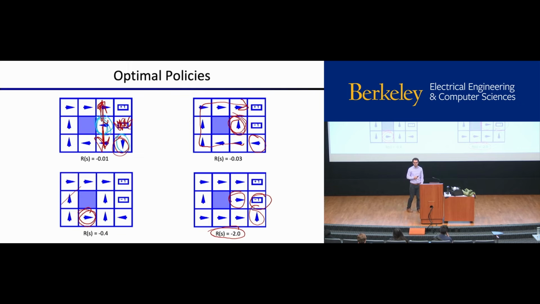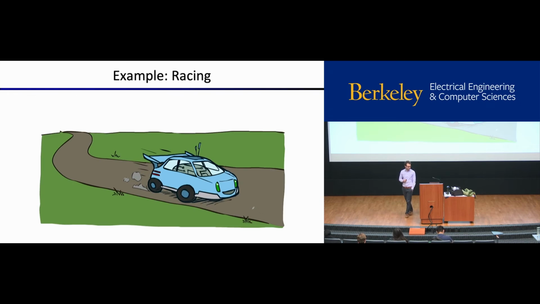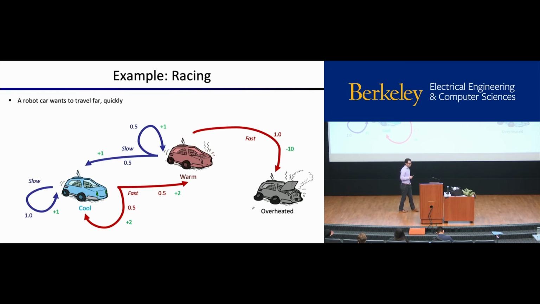All right, so this is for a grid world. Let me try to convince you that grid worlds are not the only type of MDP. We can also do other types of MDPs. Here we'll think about car racing, right? What do we want to do when we're car racing? We want to go fast. We want to travel far.